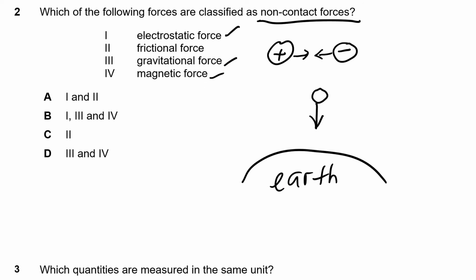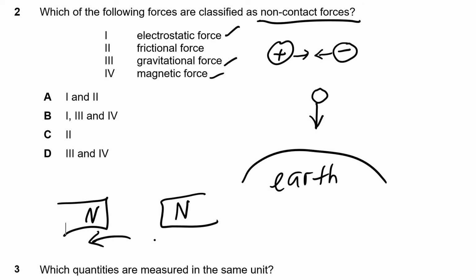Magnetic force is non-contact because for magnetic force you can have a north pole, maybe another north pole, right? So not touching, but once you let go of the two magnets, they are going to repel each other.